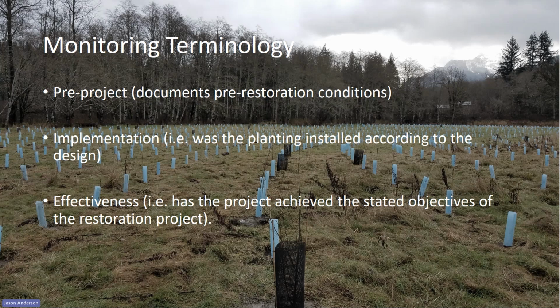Then effectiveness monitoring aims to answer the question of whether project objectives are being met. Effectiveness monitoring informs maintenance or adaptive management needs and can inform planning for future projects. This type of monitoring seeks to answer the question, by doing what we said we would do, did we accomplish our goals and objectives, and are we moving toward our desired future condition?